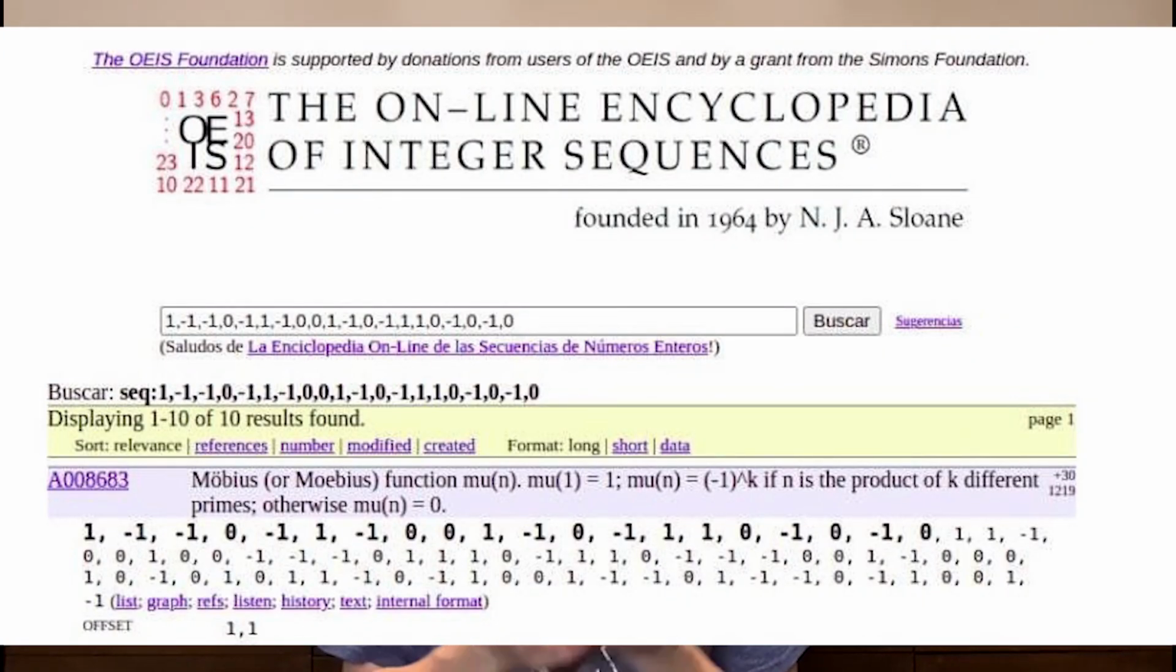Have you ever heard about the Mobius function? We neither. The Mobius function is an integer-valued function, just as Euler's totient function, meaning it takes an integer as an input and outputs an integer. It is usually denoted with the Greek letter mu. The value of mu of n can only be equal to -1, 0, or 1.